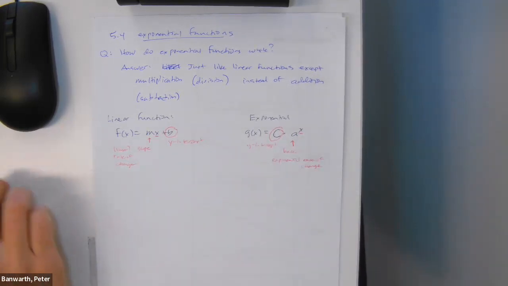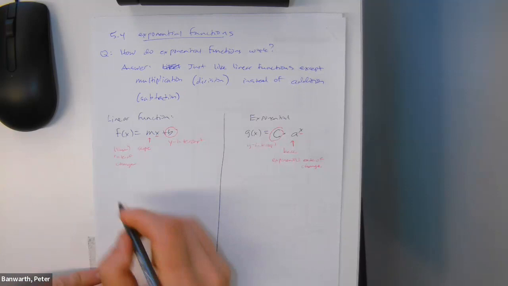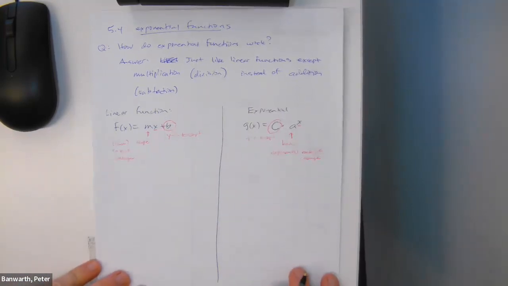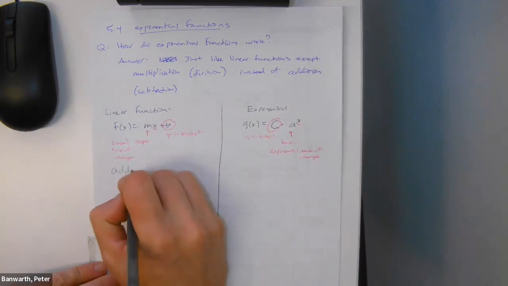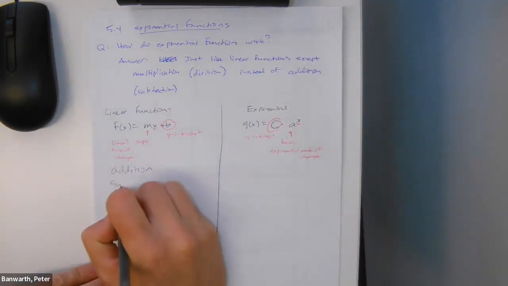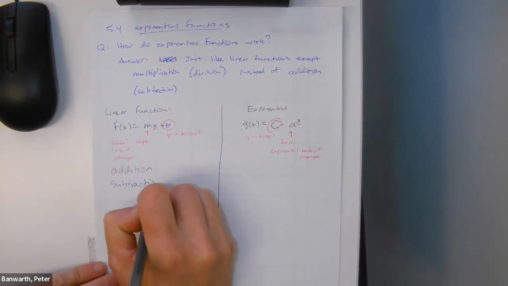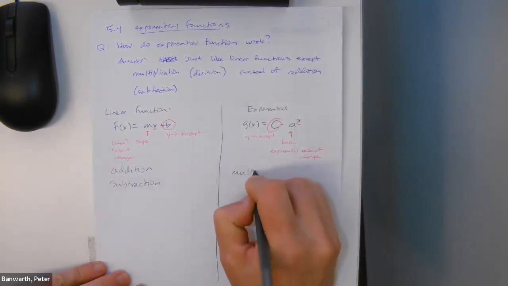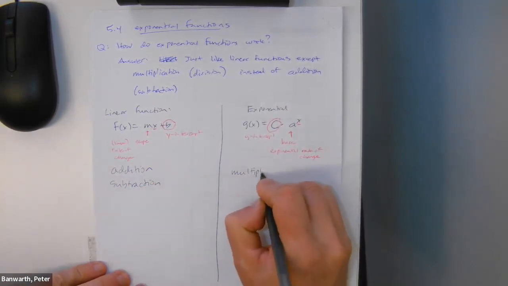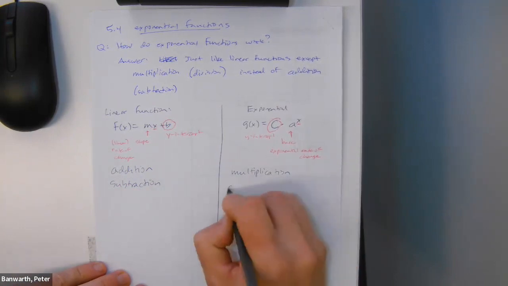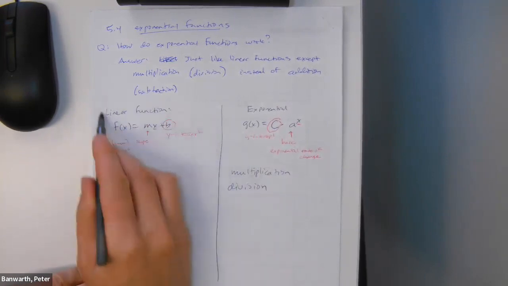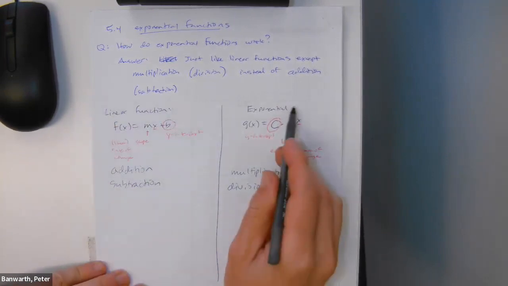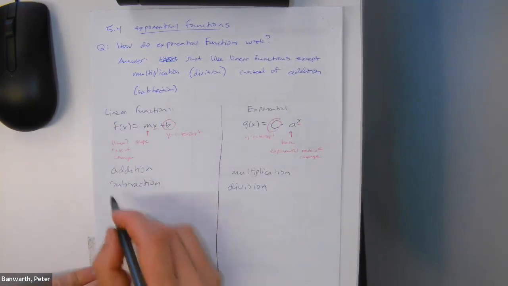Okay, so let's start with linear functions. Think back to when you were first learning your arithmetic, and you learned addition first, and then subtraction, and after that you learned multiplication and division. Addition and subtraction belong over here in our linear world, multiplication and division belong in our exponential world.